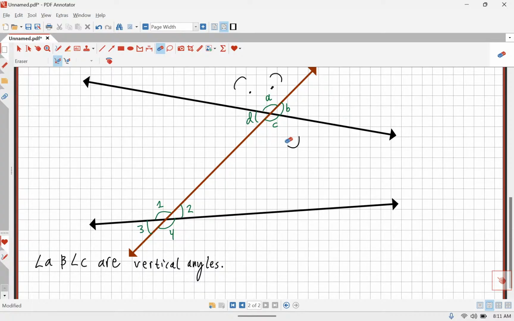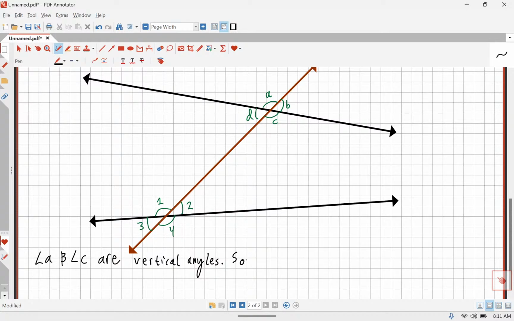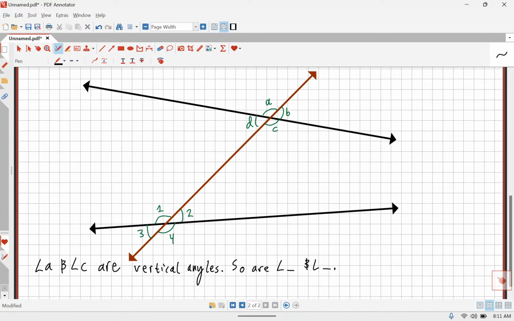So when I say teach, I want you to say, okay, can you come up with another pair of vertical angles? We'll say, so are angle blank and angle blank. When I say teach, I want you to say, okay, pick a different pair of vertical angles that you see on this picture. Give it a try and teach. Alrighty. Can I get you in 5, 4, 3, 2, 1?